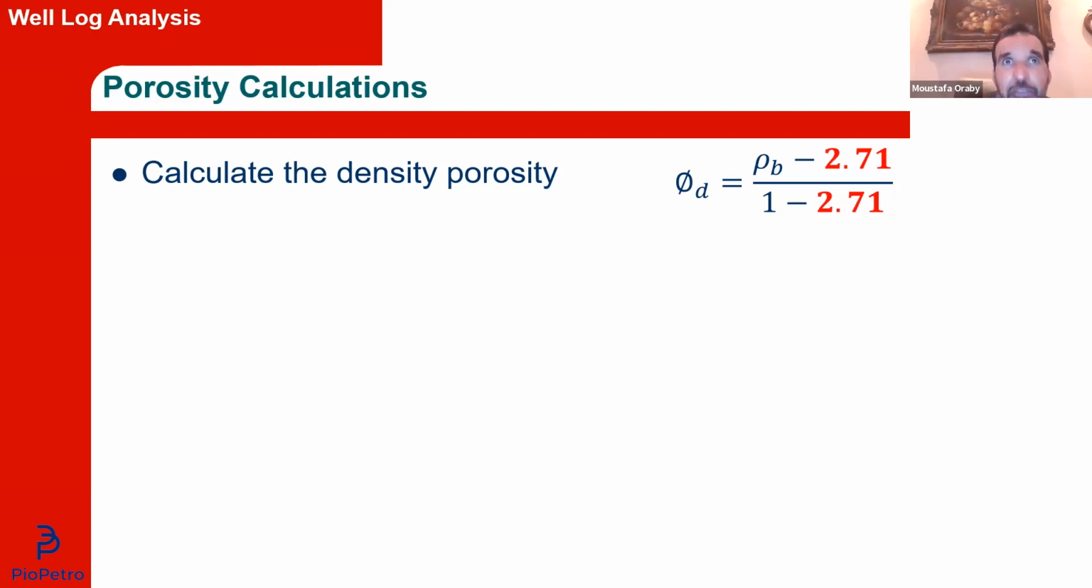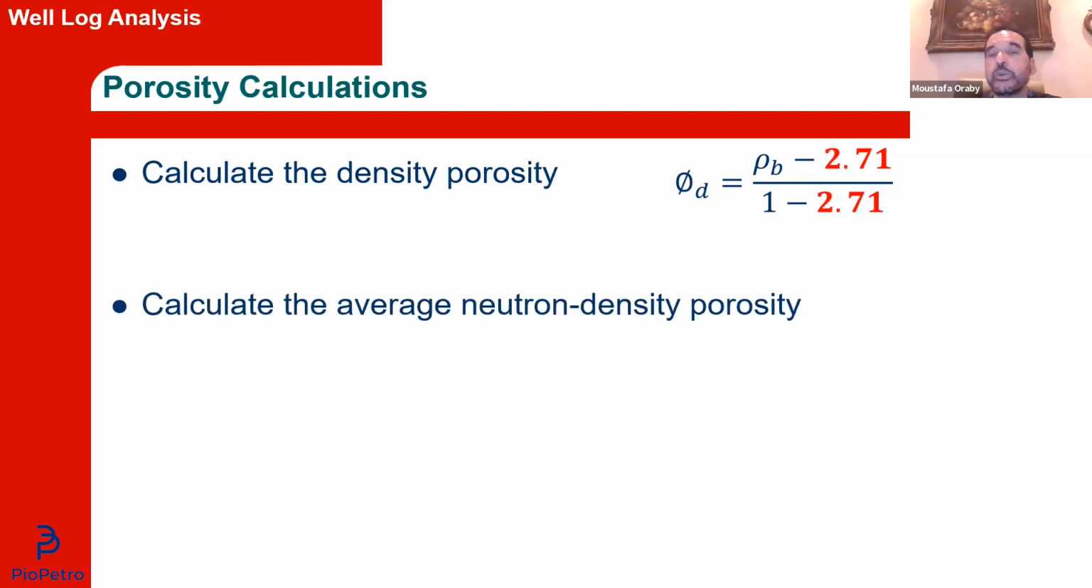Okay? The average will take all this ambiguity out. That's why we average both. Neither the neutron is correct, nor the density is correct. The average neutron density is the correct one. So you calculate the average by adding phi neutron plus phi density, divided by 2. So for the phi density, guys, you have to use the 2.71, despite that we just identified that the rock is sandstone. That doesn't matter. You still use the limestone density because your neutron is on limestone scale.